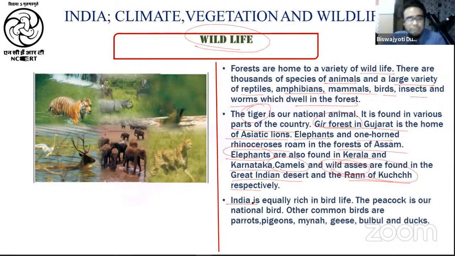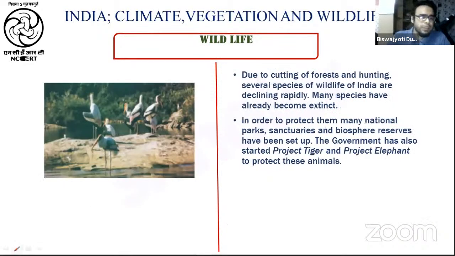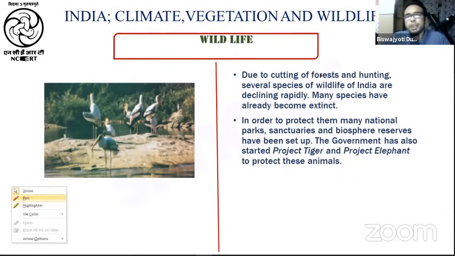Then India equally has a wide variety of bird life. The peacock is our national bird. Then we have other birds like parrots, pigeons, myna, geese, bulbul, as well as ducks, right? Due to the cutting down of forests and the hunting of animals, several species of wildlife of India have been declining rapidly, and many species have already become extinct, right?